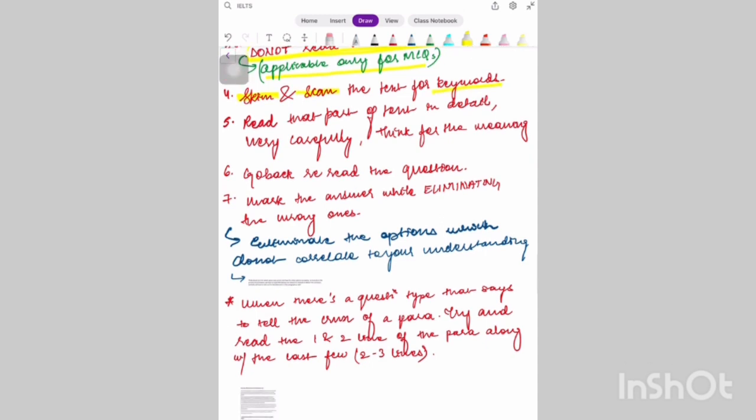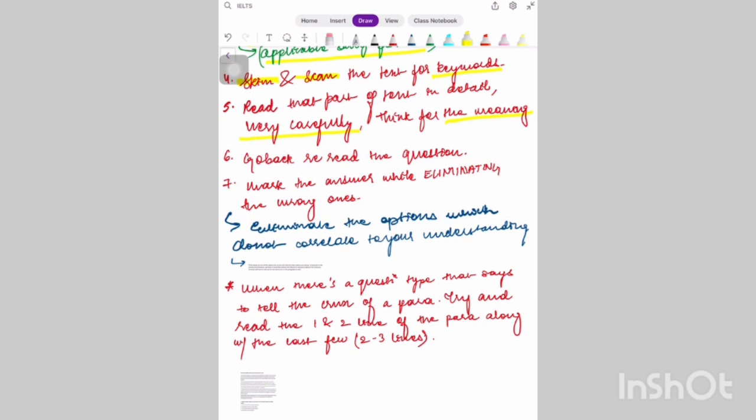Read that part of the text in detail, very carefully. Think about the meaning of the text, or whether it is trying to confuse you, or whether there are many distractors thrown before or after the correct answer. Because we are not reading the options beforehand, the least we can do is read that part of the text in detail very carefully, go back, reread the question, and mark the answer while eliminating the wrong ones.